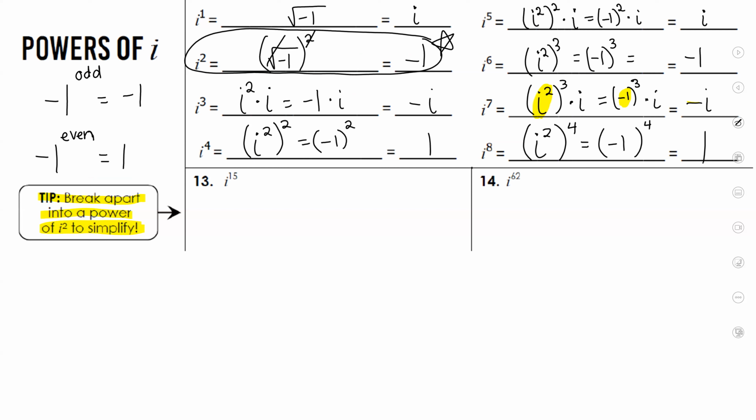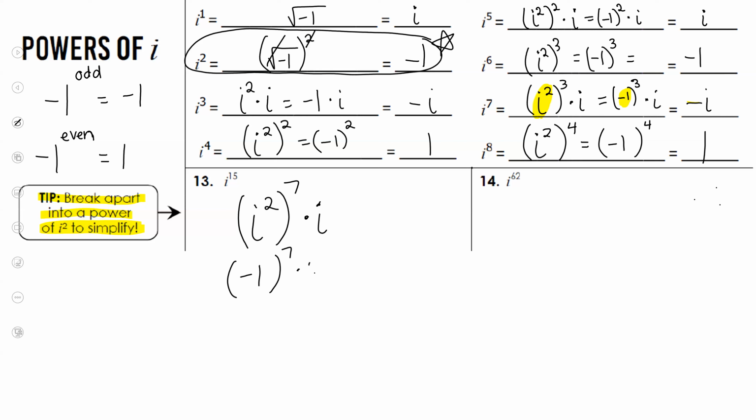Okay, so let's do example 13. This is I to the 15th. I always start off with I squared. What should I multiply by to get close to 15? 7, but 2 times 7 is only 14, so I need one more to make it 15. Now we're going to simplify. So I squared is just -1, and now it's to an odd power. So it'll be -1 times I, which is just -I.